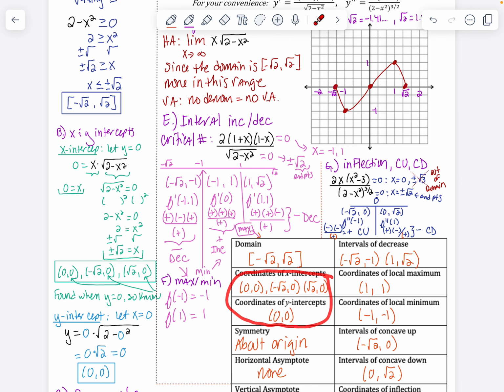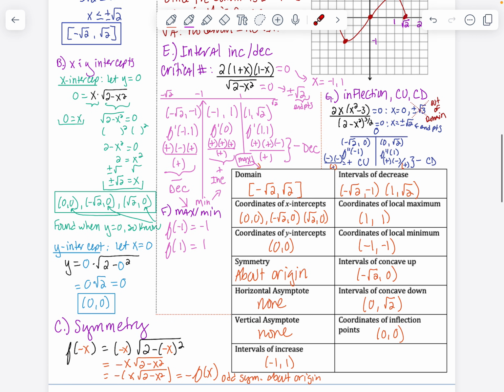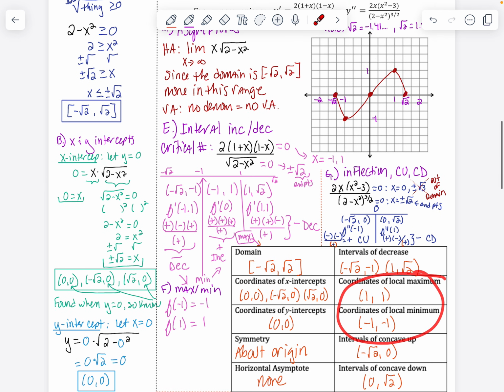I start by taking the x and y intercepts. So I've got my 0, 0, my negative square root of 2, 0, and my positive square root of 2, 0, and well, 0, 0 again. So that doesn't really help me. Next, I'm going to move over to my local max and mins. Because I could see I had a y value of -1, and my domain was square root of 2 and negative square root of 2, I went ahead and spread this graph out. But I'm going to graph my local max, knowing I have this shape coming out of it, and -1, 1, my local min, knowing I have this shape coming out of it.